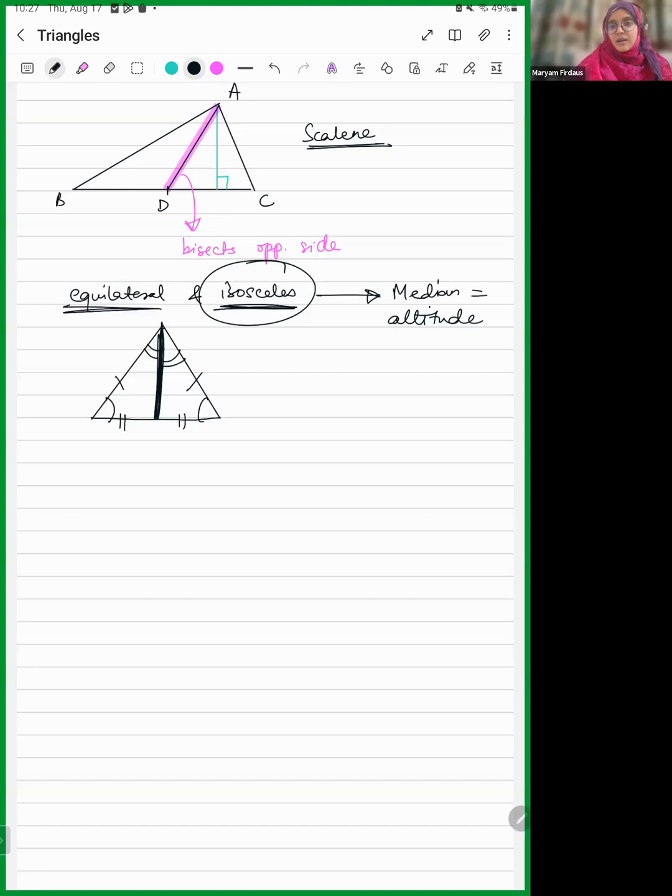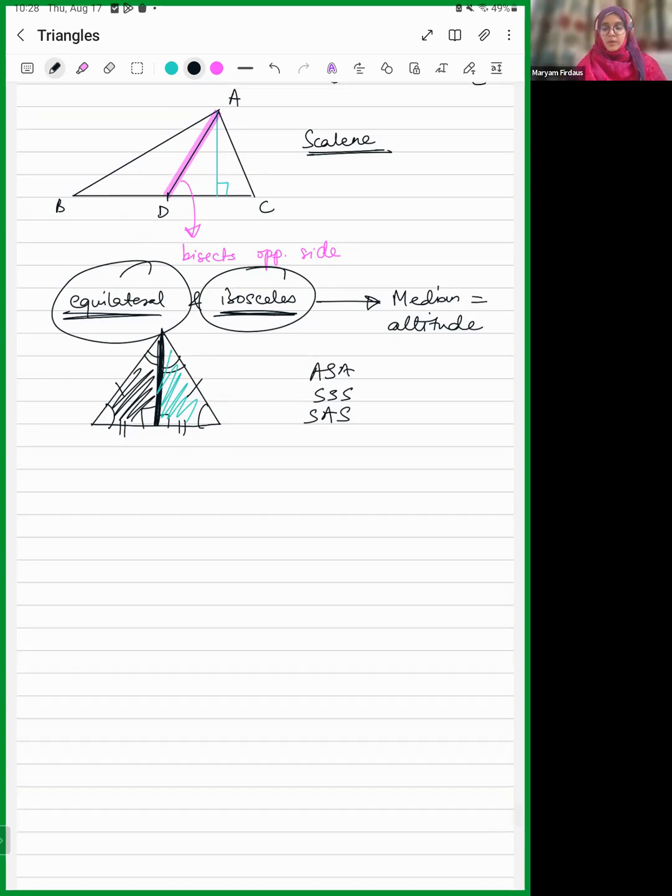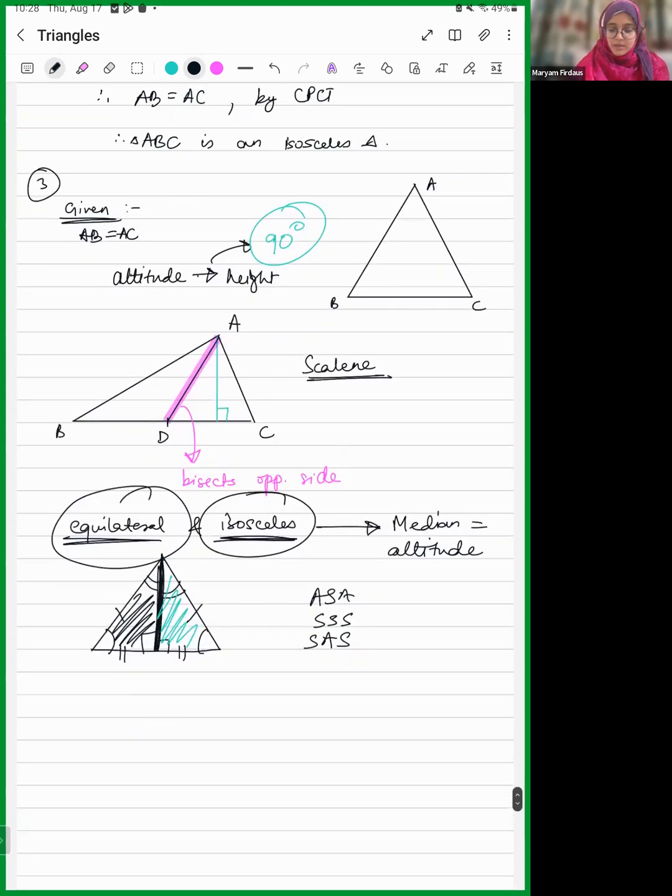Now since the median itself is the altitude, this angle is equal to this angle. So you can use ASA, SSS, or SAS, any of these to prove that this triangle on the left is congruent to this triangle on the right. And since they are congruent, by CPCT, these two angles will be equal. So what have we shown? We have shown that the median bisects the angle in equilateral and isosceles triangles only. This is not for general triangles. Clear? Okay. So we were talking about this question of ours.